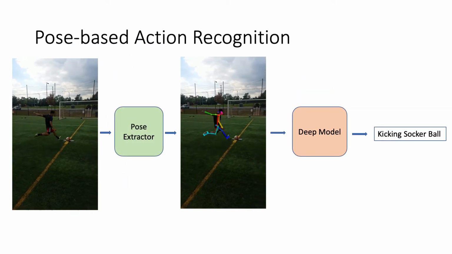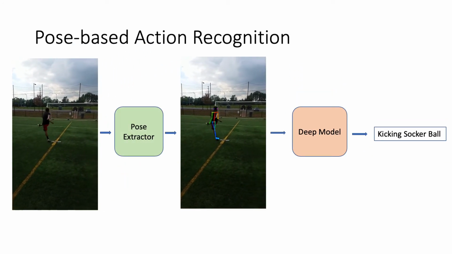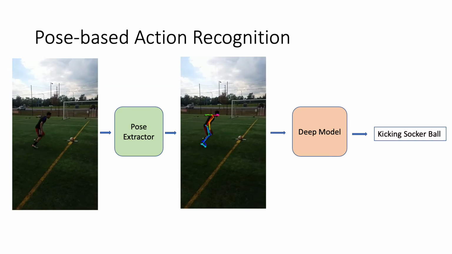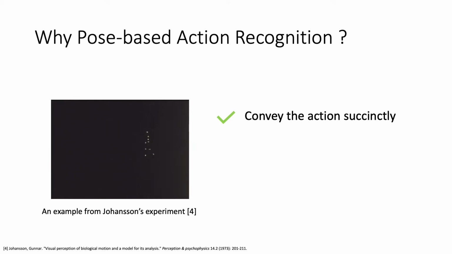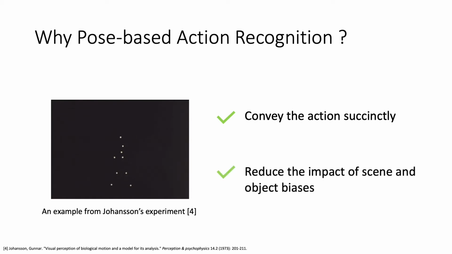Specifically, given a video, we extract human pose using an off-the-shelf pose extractor, which is then used as input to the model. So why pose-based action recognition? Experiments in psychology have shown the importance of moving joints for human motion perception. These joints can succinctly convey most information required for action recognition. Further, the use of sparse pose information instead of appearance can help reduce the impact of scene and object biases which plague the current action recognition systems.